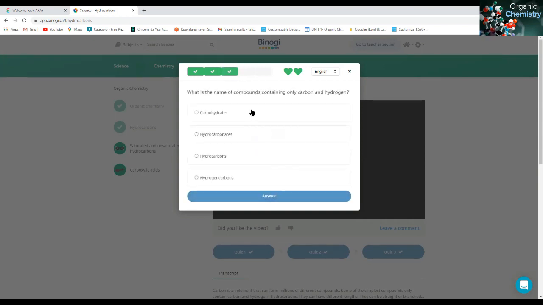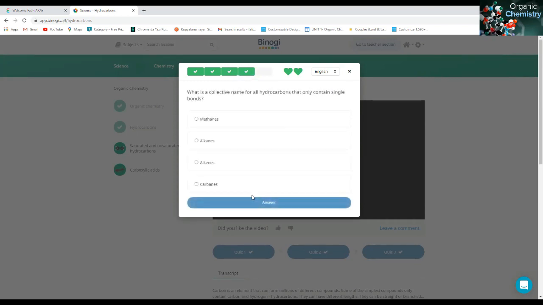What is the name of compounds containing only carbon and hydrogen? Only carbon and hydrogen. They are hydrocarbons. What is the collective name for all hydrocarbons that only contain single bonds? Remember, alkanes have just single bonds, alkenes have single and double bonds, and alkynes have triple bonds.